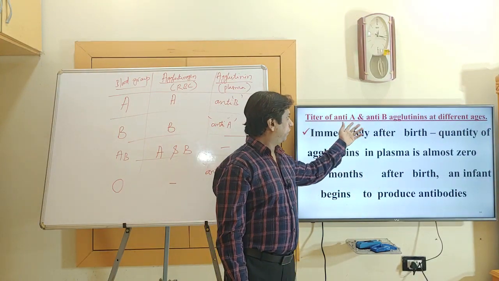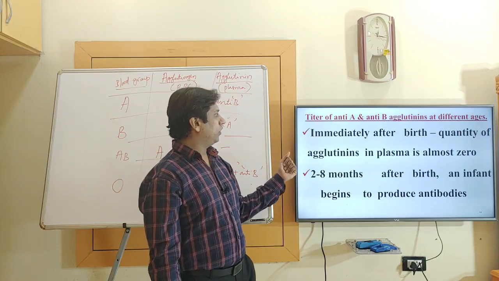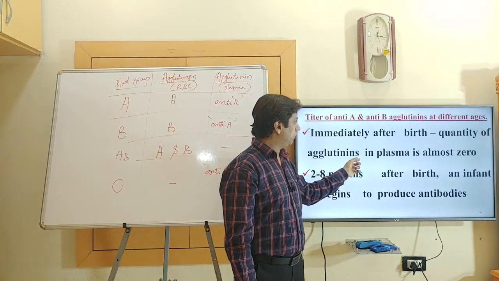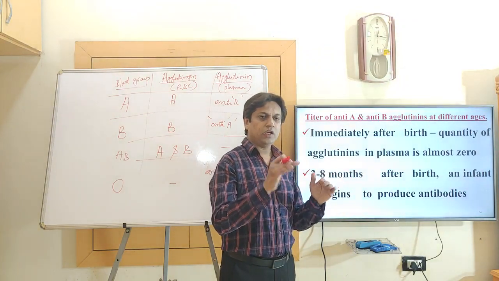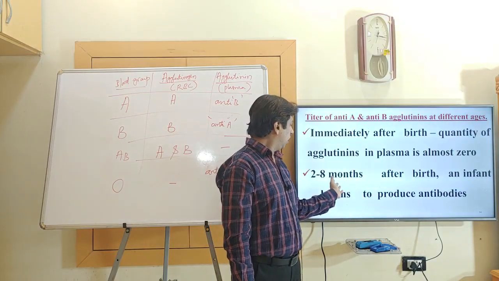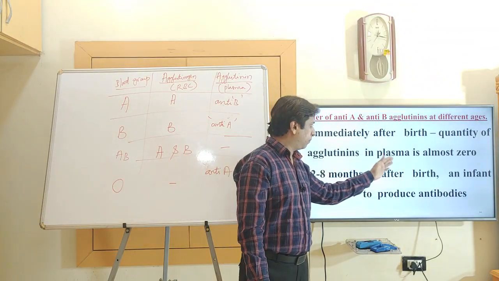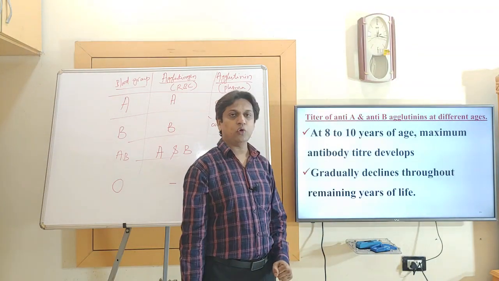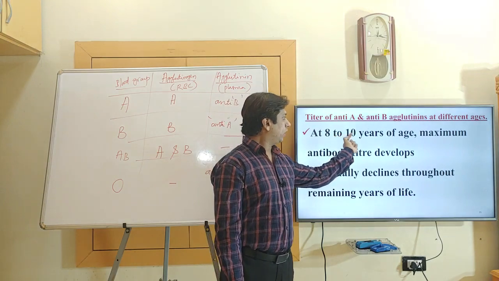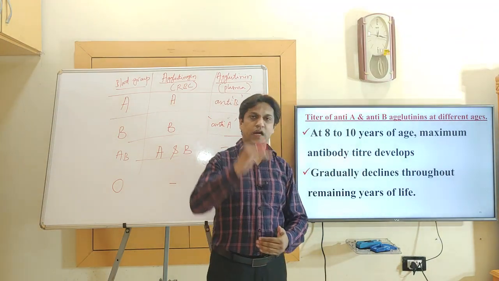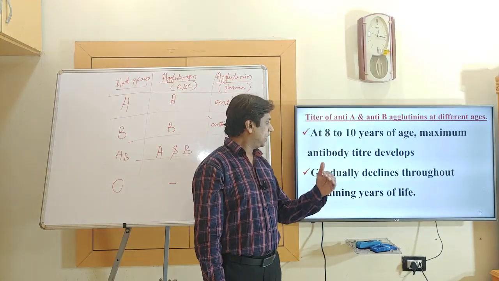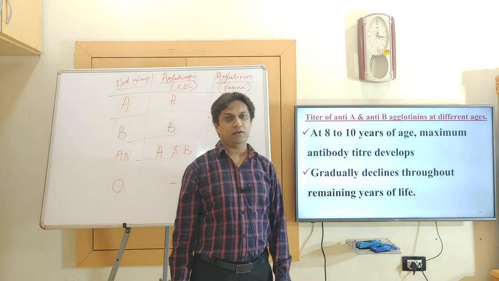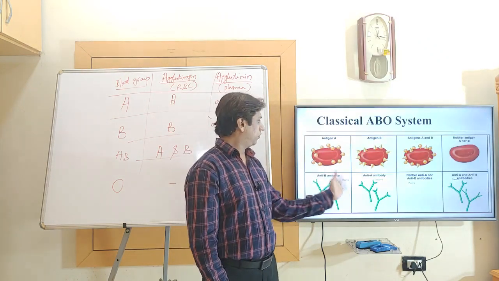Then the titer of these anti-A and anti-B agglutinins at different ages: immediately after birth, the quantity of agglutinins in the plasma is almost zero. At around 2 to 8 months of age, an infant begins to produce the antibodies. Then at around 8 to 10 years of age, the maximum antibody titer develops. Gradually, throughout the remaining adult life, it tends to decline. So these are the properties of the antibodies.